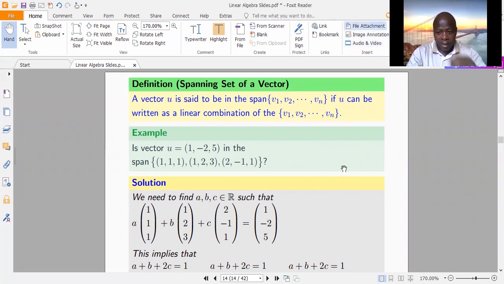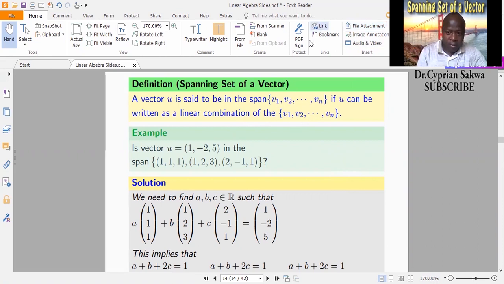In our last video, we looked at a spanning set of a vector space, and today we're looking at a spanning set of a vector. It's somehow related to the earlier one, but they are different. The earlier one, we were looking at a spanning set of a vector space.